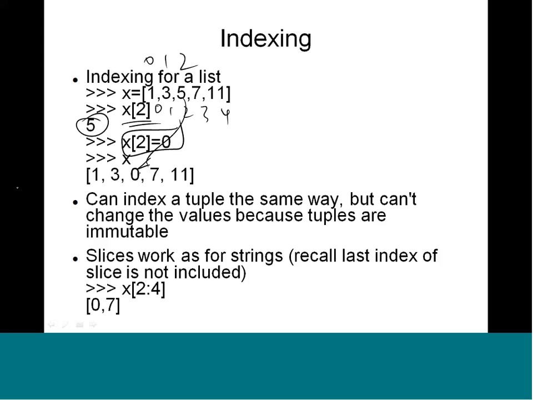So the difference between again the list and the tuple that we saw is while the indexing of a tuple also works exactly the same way, meaning it starts from 0, 1, 2, 3, 4, you cannot do this operation because the tuple is an immutable data structure.